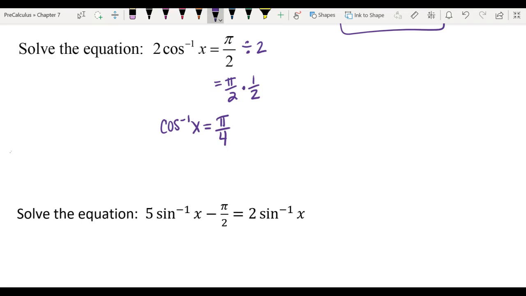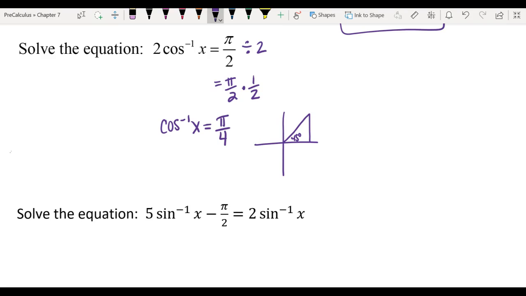Where does cosine equal pi over 4? Or what does cosine equal at pi over 4? Actually, I should say. So 45. Okay. So cosine at pi over 4 would be a 45-degree angle, correct?